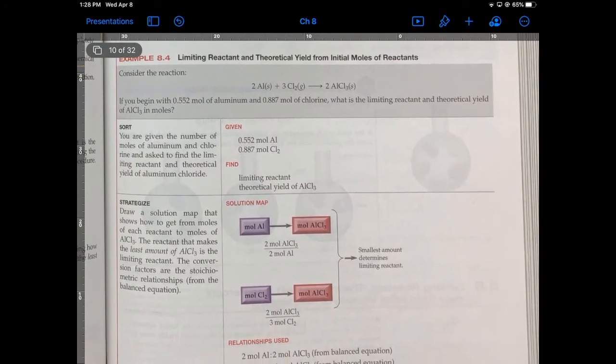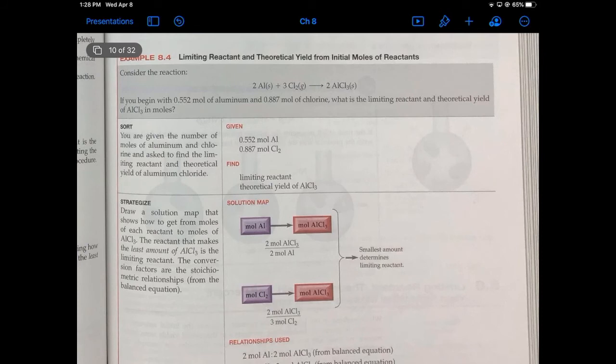Here's another chemical reaction. Let's look at this one together. 2 moles of aluminum come together with 3 moles of chlorine gas to make 2 moles of aluminum chloride. The book loves chlorine gas as a reactant, don't they? They must have a lot of it and do a lot of reactions with it. That actually is a very common reactant. But if you begin in your lab with 0.552 moles of aluminum and you have 0.887 moles of chlorine, what is the limiting reactant, and the theoretical yield of aluminum chloride in moles?